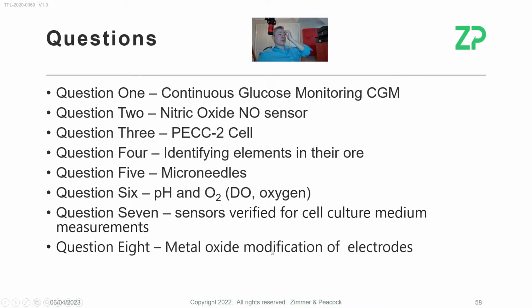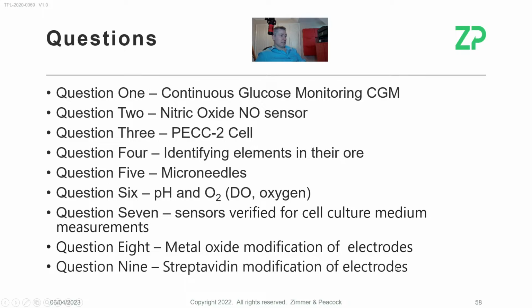This metal oxide modification of electrodes: dissolve up the metal oxide nanoparticles in a solution, pipette that onto the surface of the electrode, let the carrying solution evaporate away, and you're left with nanoparticles on the surface. The streptavidin modification of electrodes, I must admit, I thought we would have done this work, but I had a quick ask around, and we haven't of recent at least done it.